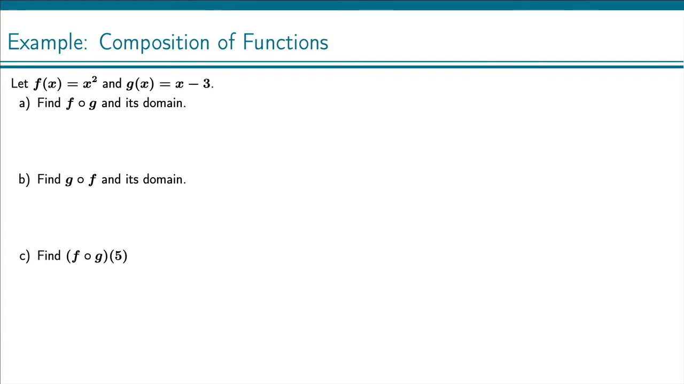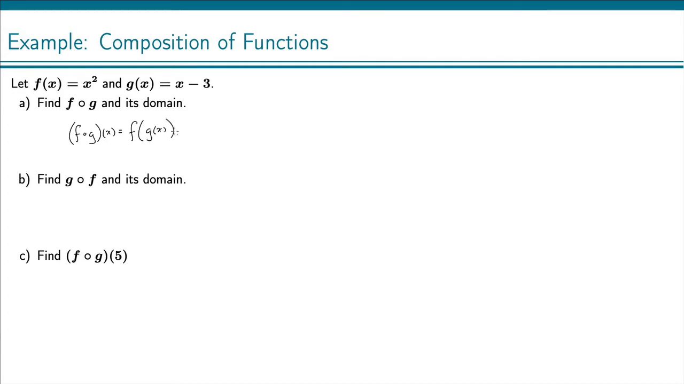Let f of x equal x squared and g of x equal x minus 3. We are looking at the compositions of these two functions. First, we'd like to find f composed with g, and then we want to know its domain. So f composed with g of x is f of g of x.